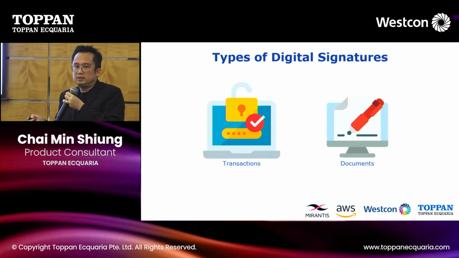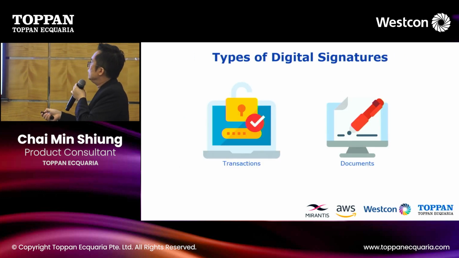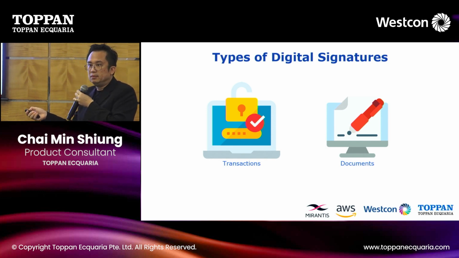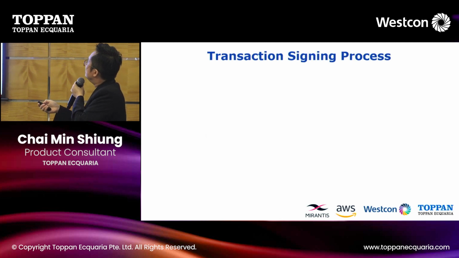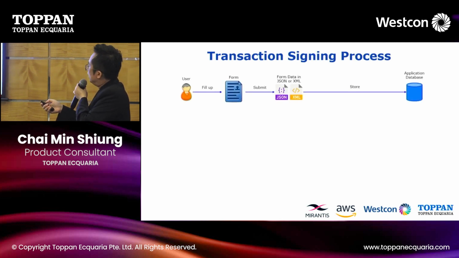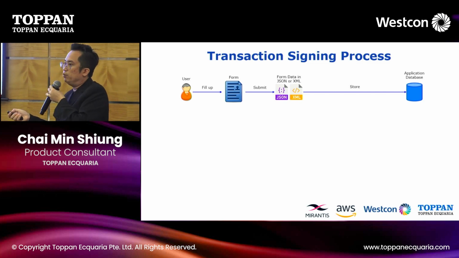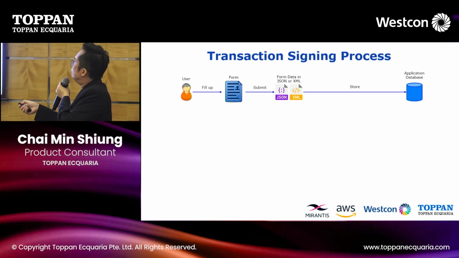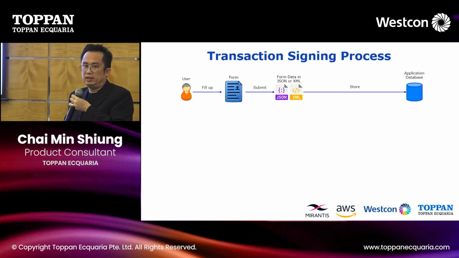Digital signatures can be applied to both transactions as well as documents. Remember this. Hint. Okay, so the transaction signing process. A typical user journey for a user who performs digital signing is that he first fills up a form. He submits the form, and we will store the data in either JSON or XML format.